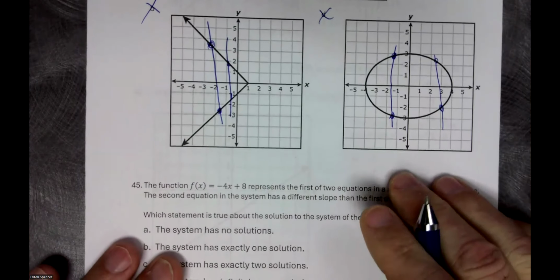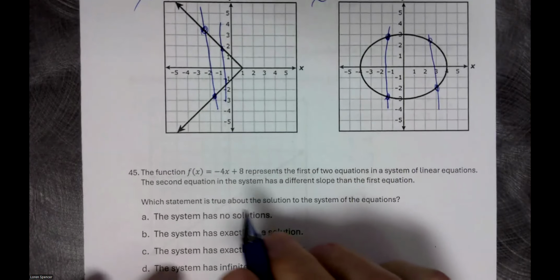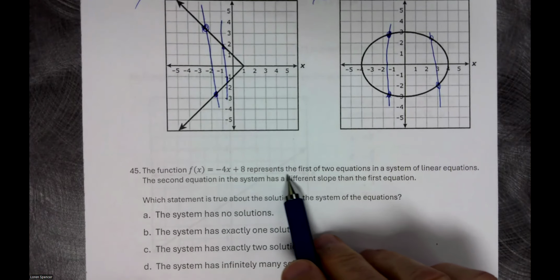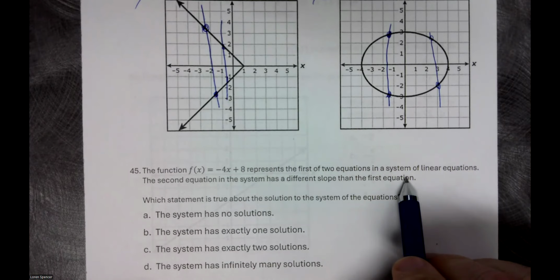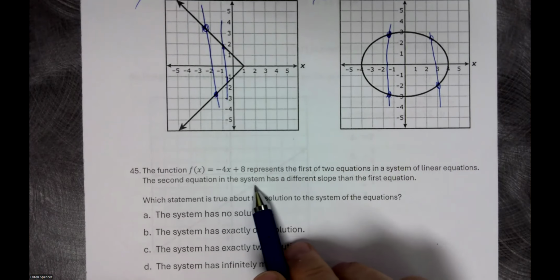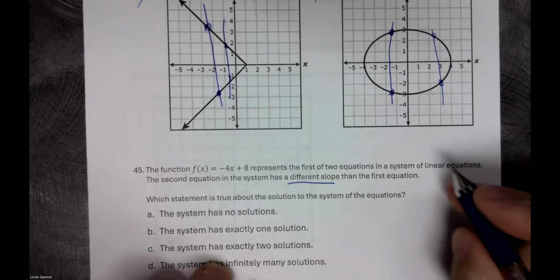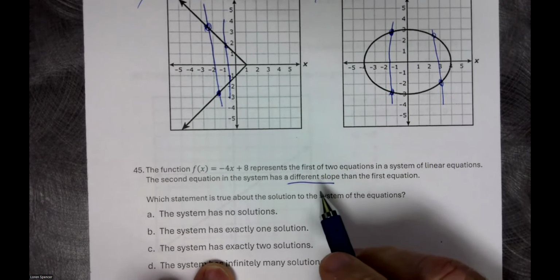All right, number 45. The function f of x equals negative 4x plus 8 represents the first of two equations in a system of linear equations. The second equation has a different slope. All right, so let's talk about this.